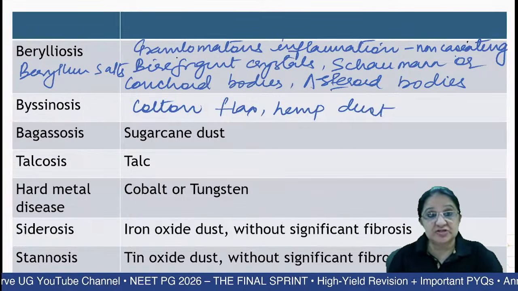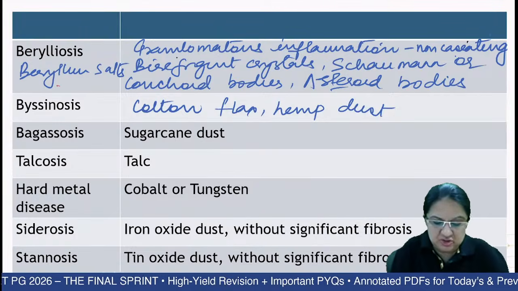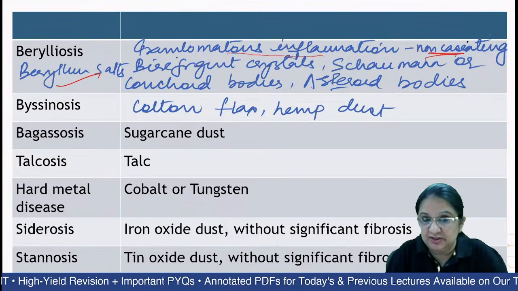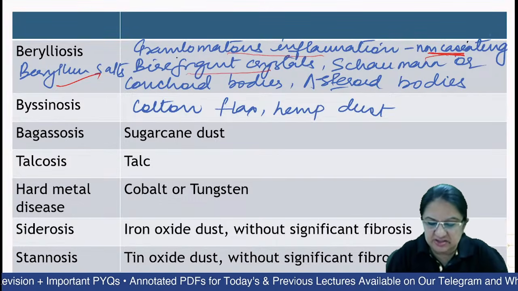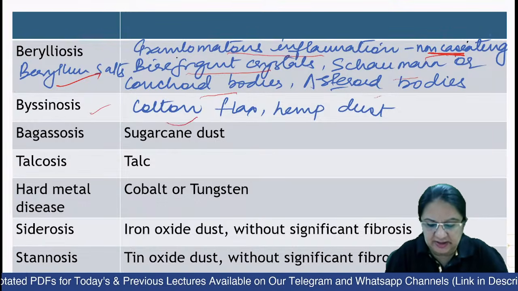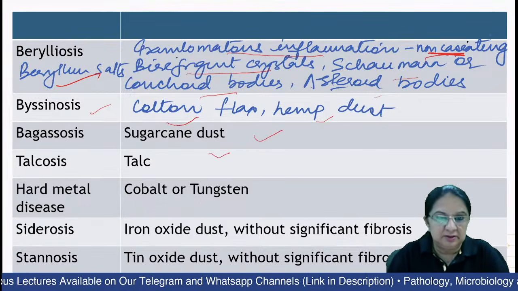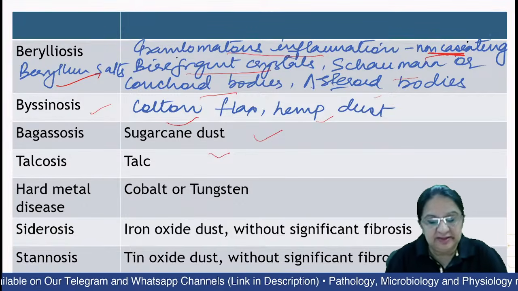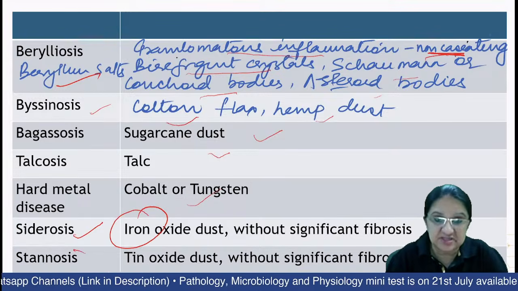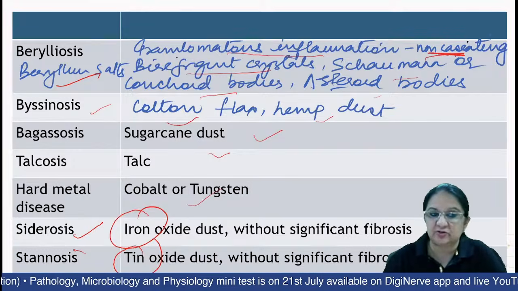Now, other pneumoconiosis that we know about is berylliosis, caused by beryllium salt. You see granulomatous inflammation. Here, the granulomatous inflammation is non-caseating. Birefringent crystals, Schaumann or conchoid bodies or asteroid bodies, right? Byssinosis, cotton dust, hemp dust, bagassosis, sugarcane dust, talc, causing talcosis, or hard metal disease, cobalt or tungsten, siderosis, iron, stannosis, tin oxide dust. Okay, but there is no significant fibrosis in siderosis and stannosis.